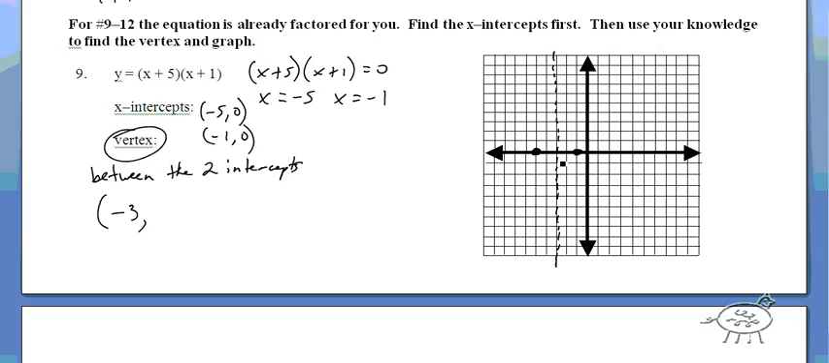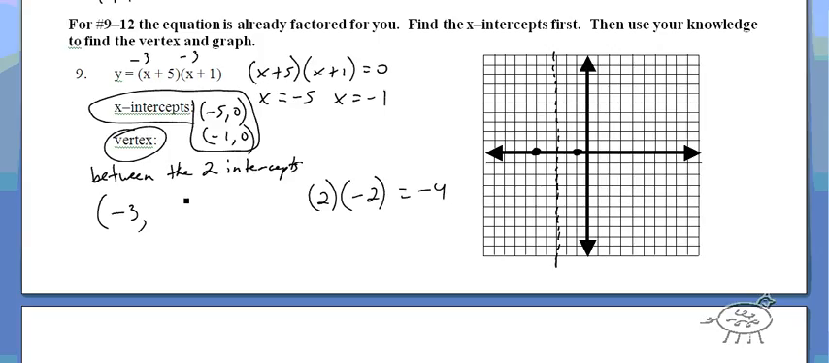The vertex is negative 3 comma something. Well, how do you find that? Plug it in. Now, it's a little weird to plug it in, but if you plug a negative 3 into here and a negative 3 into here, you just do it. Negative 3 plus 5 is 2, and it's multiplication here. So negative 3 plus 1 is negative 2. So that's equal to negative 4. There you go. Negative 3, negative 4. So we plot it. Negative 3, negative 1, 2, 3, 4. Those are your 3 points. And you graph it.